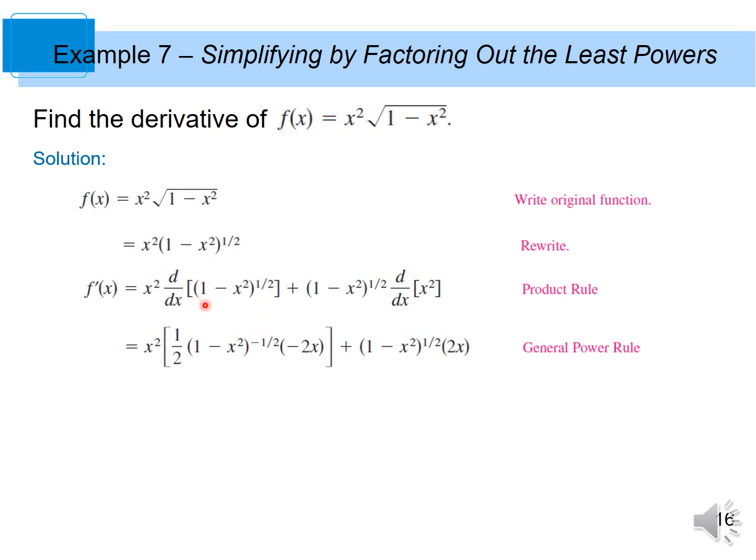Look at this part, I repeat, because 1 minus x squared is a quadratic function, and this quadratic function has power one half. So we use the general power rule. You refer back to the formula of the general power rule and move n to the front, u to the power n minus 1, times u prime. Then plus, differentiate the x squared. So we just use the power rule. So we have 2x here.